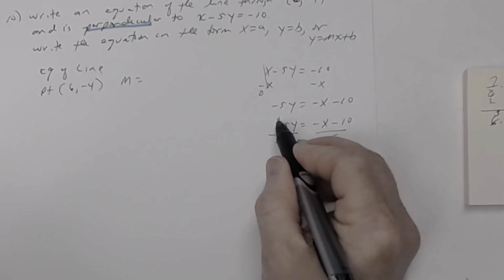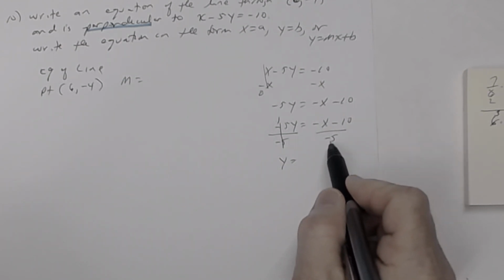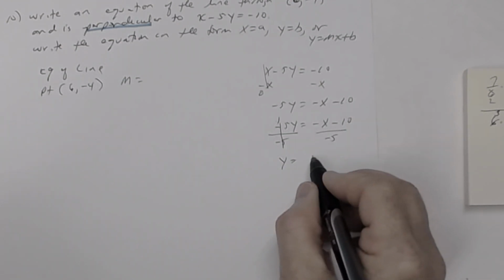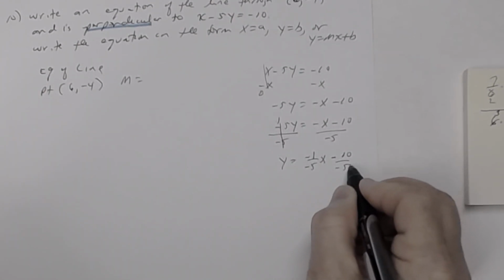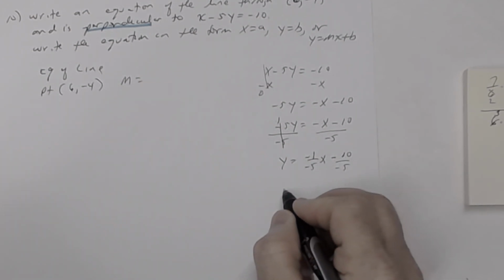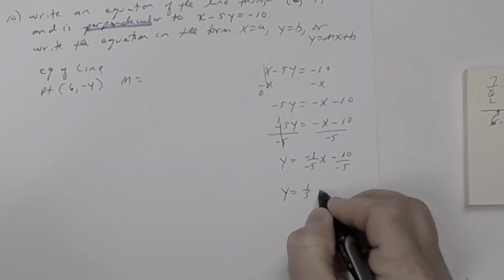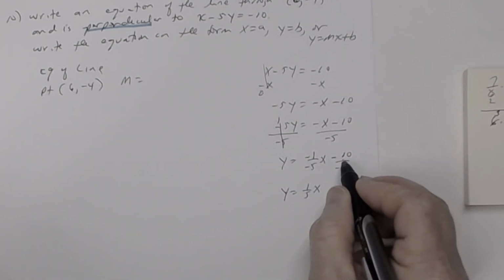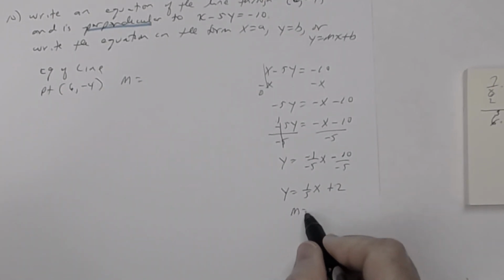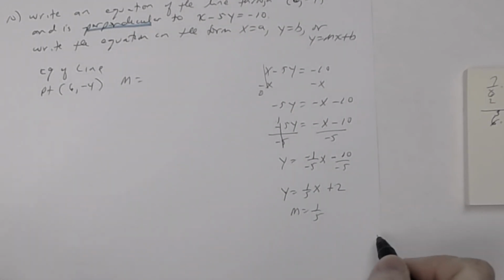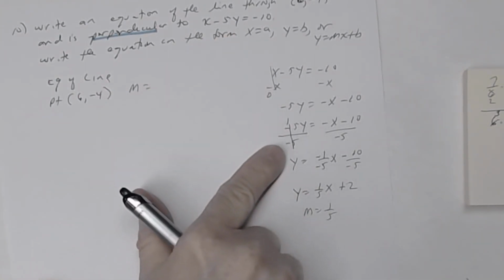-5 divided by -5 is 1. 1 times y is y. Now be careful over here. Remember that you're going to write this as two separate fractions. This means -1 divided by -5 x minus 10 divided by -5. Simplify this. You all know that -1 divided by -5 means a positive 1/5 x. You all know that -10 divided by -5 means a positive 2. And so therefore the slope of this line is 1/5.